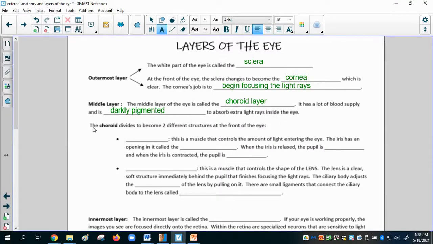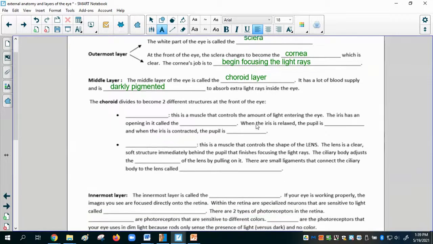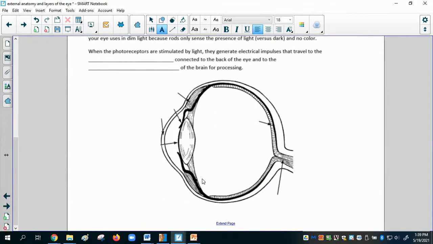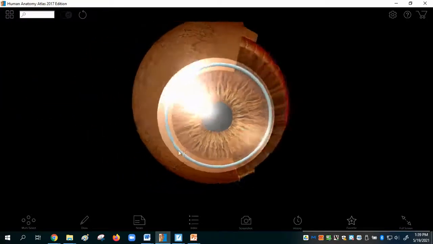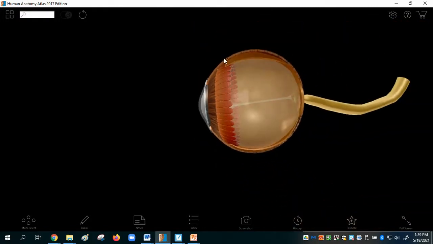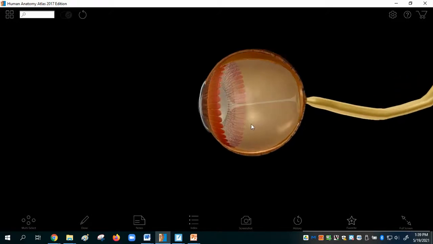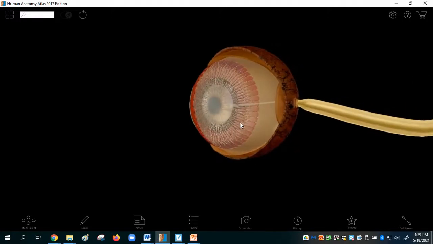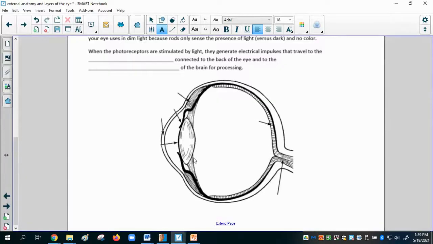And then in the notes it says the choroid divides to become two different structures at the front of the eye. And I'm actually going to head down to the diagram to give you a visual on this. So here is the eye, and it is a view like this. The only difference is it's been cut completely in half. So that's one of the more difficult concepts regarding the eye, is that it's a round structure. It's got definitely 3 dimensions. And when we look at it on paper, it's a little bit hard to understand. So let's go ahead and label what we know so far.